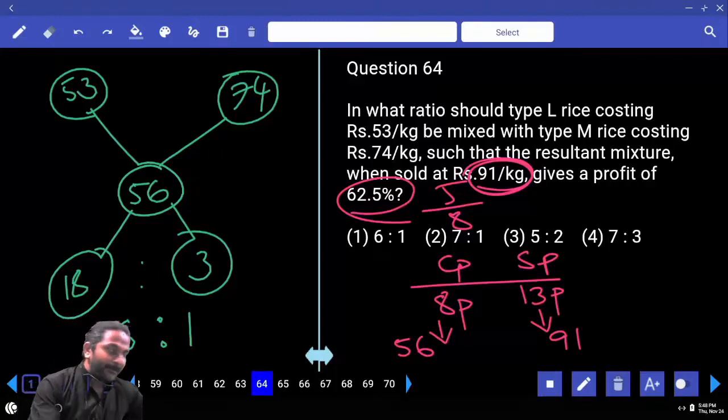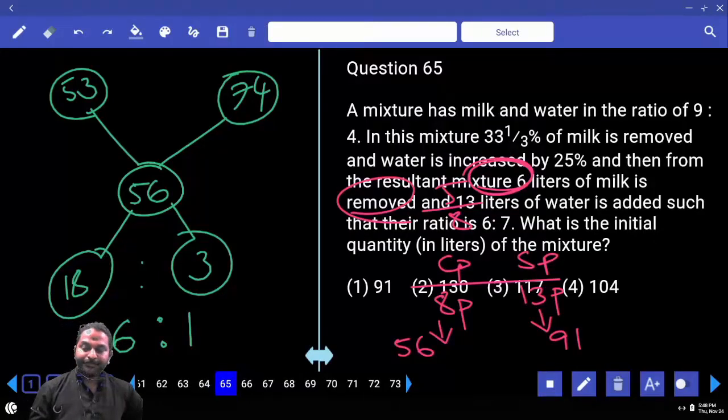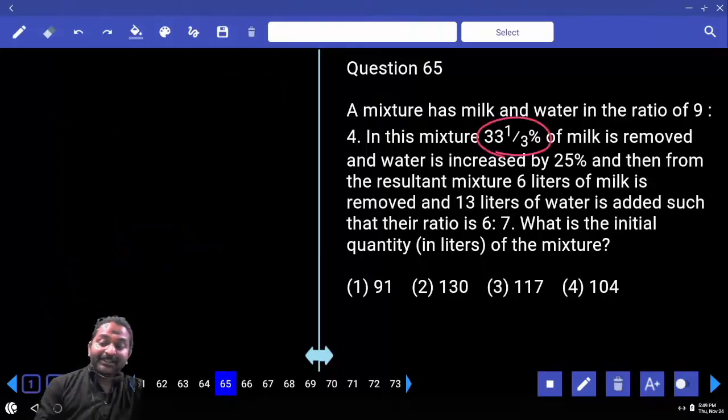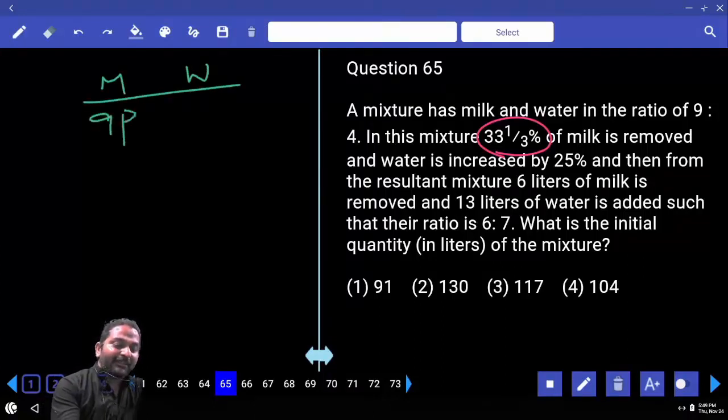Hope you followed. Is this okay? Come on. A mixture has milk and water in the ratio 9:4. 9 parts and then 4 parts. Yes? Milk and water. In this mixture, 33 1/3% of milk is removed. 33 1/3%, that is 1/3 of milk. How many parts of milk do we have? So can we calculate 1/3 of that number? Otherwise we can change it.